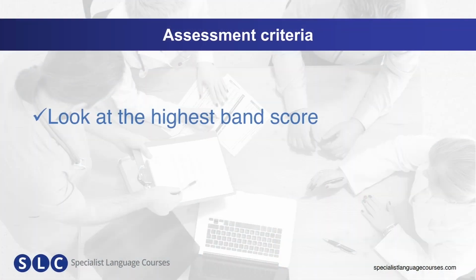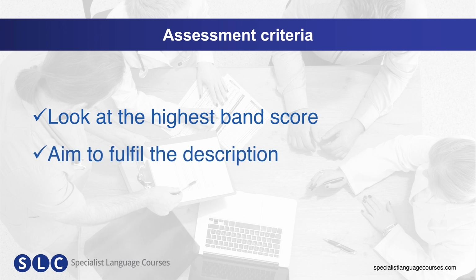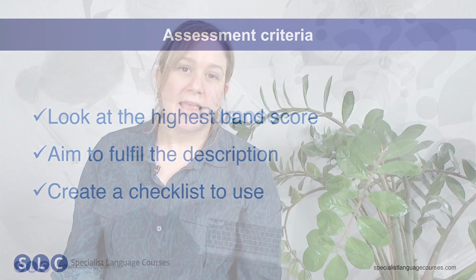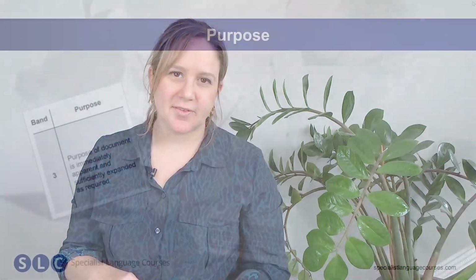So how can you use the writing criteria in your OET preparation? Well, you can use the OET writing criteria to help you improve aspects of your writing. If you know what the examiners are looking for, you can make sure that you include it. Look at the highest band score for each criterion and aim to fulfill all the parts of the description so that your writing can be matched to a high band score. Think about creating a checklist based on the descriptors and use this every time you write to ensure that you are meeting the criteria. Let's have a look at one I've created for purpose.